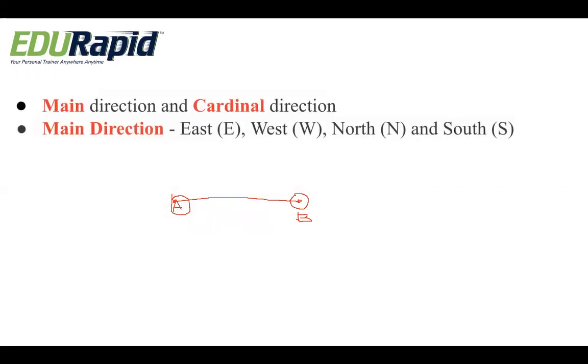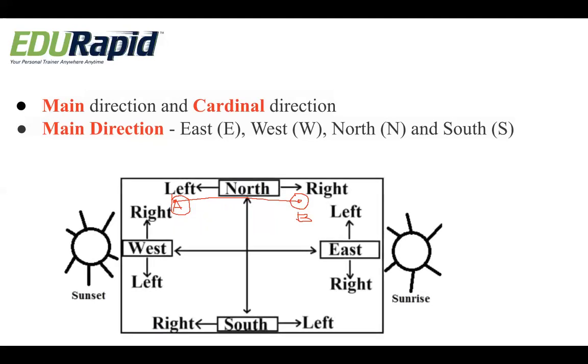So now let's look at what are directions, types of directions. There are 2 kinds of directions. One is main direction, and the other one is cardinal direction. So what is a main direction? Main directions are the directions we know already. For example, we know that sun rises in the east. Always remember this: sun rises in the east and sun sets in the west.